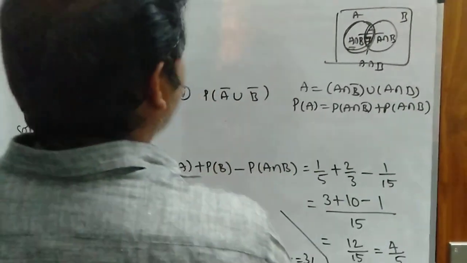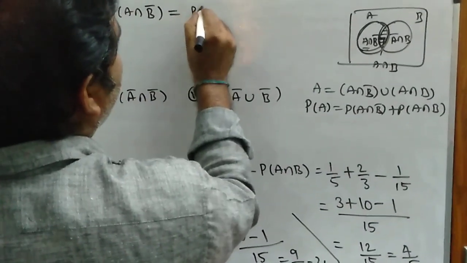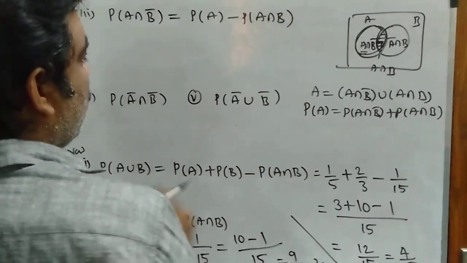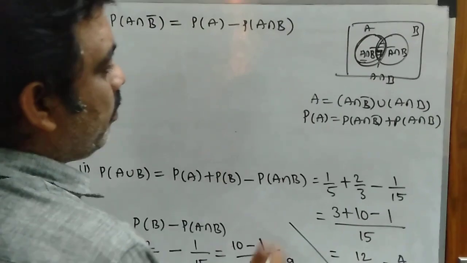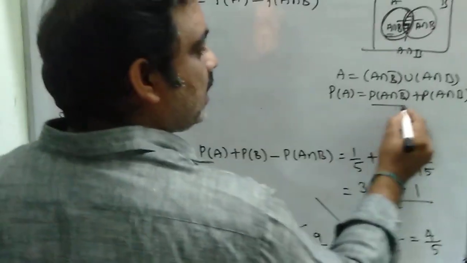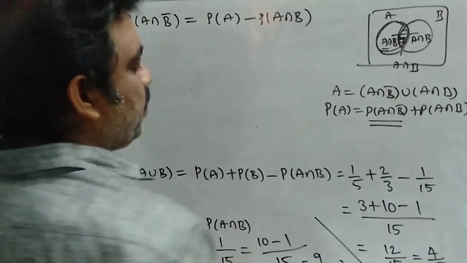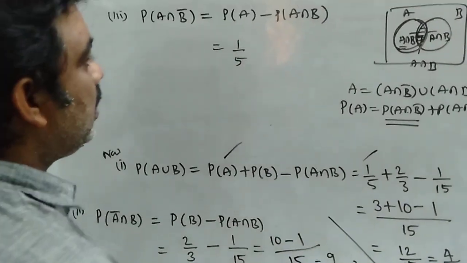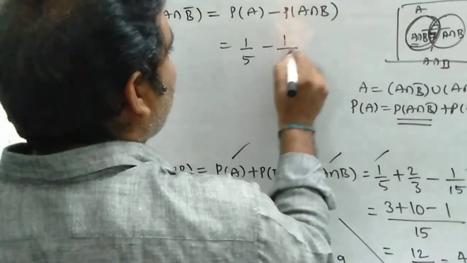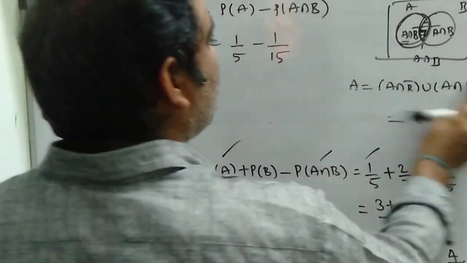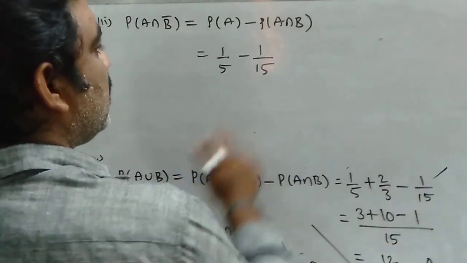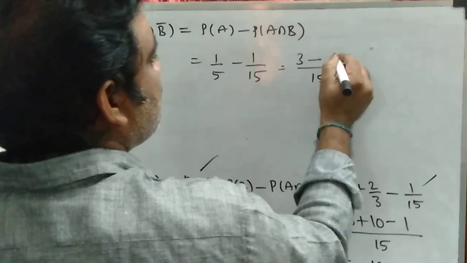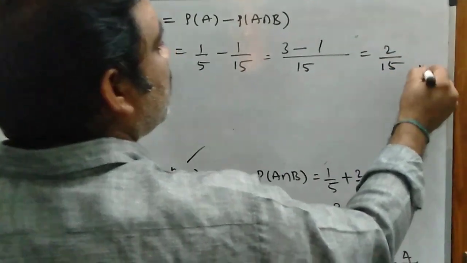So substitute: P of A intersection B bar is P of A minus P of A intersection B. Formula clear? P of A is equal to P of A intersection B bar plus P of A intersection B. This is what we want. But what is P of A? 1 by 5. And what is P of A intersection B? This is 1 by 15. Simplifying, the LCM is 15: 5 3s, 3 1s, 15 ones, 1 1. So 2 by 15.